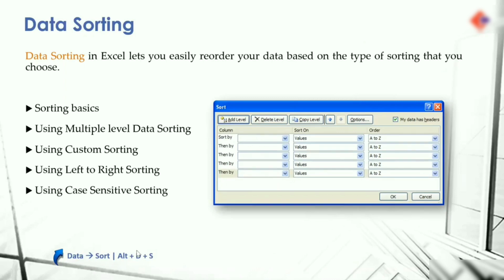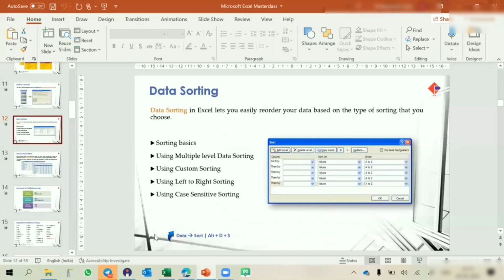Either we can go with this Alt DS, or we can go to the data tab, and under the data tab there is a sort option. So let us see with the practical, and we are going to see multiple scenarios of data sorting.